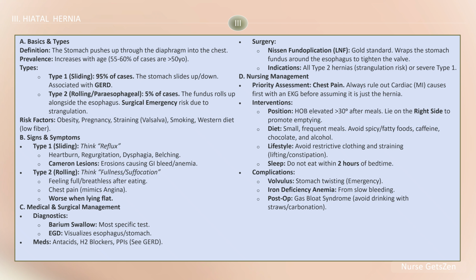Complication: volvulus, the stomach twisting. It's an emergency. Iron deficiency from slow bleeding. Post-operative, the gas bloat syndrome. Avoid drinking with a straw.